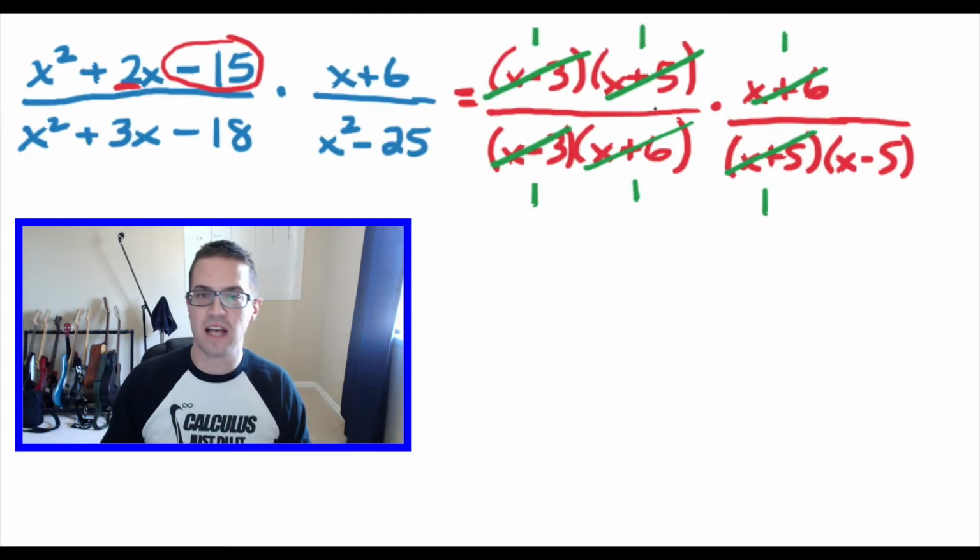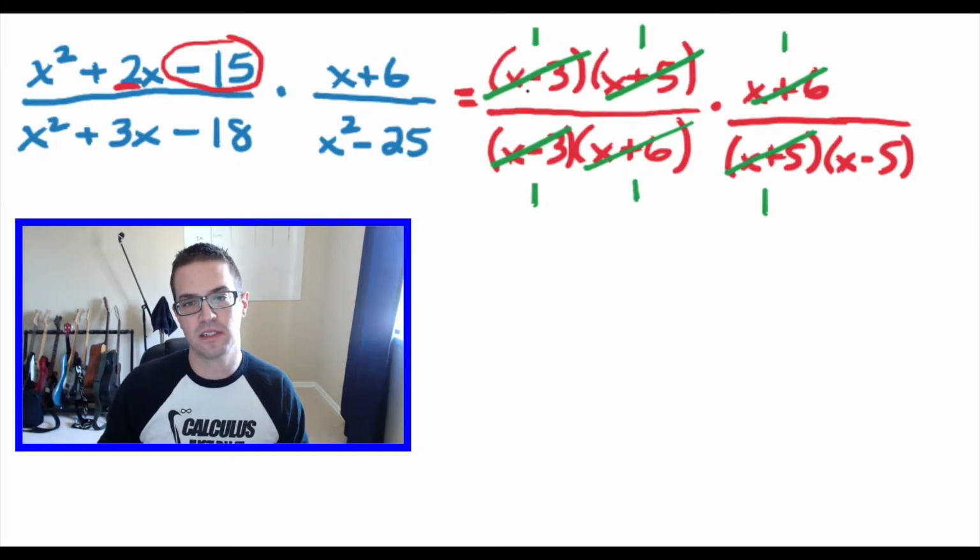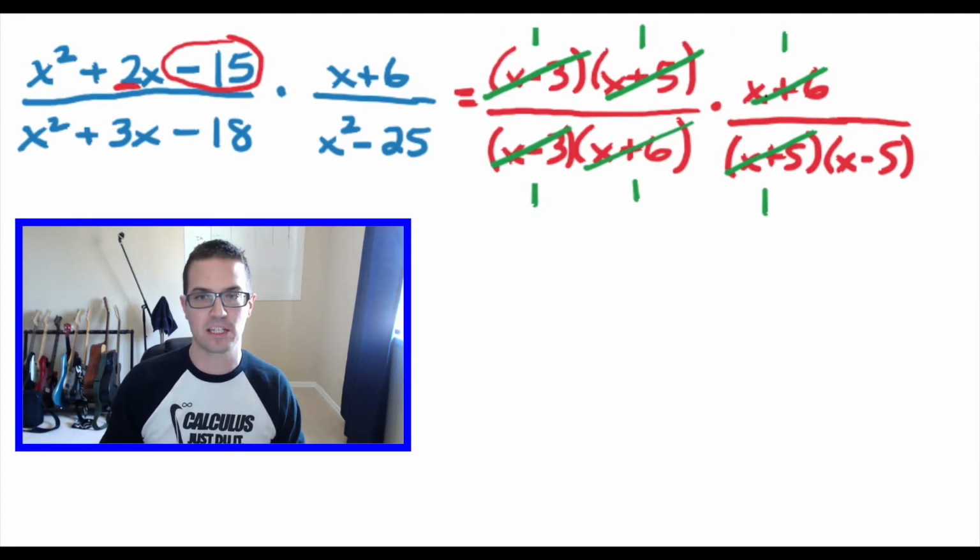Now, if you notice, I simplified these x minus 3's here, but I also simplified this x plus 6 over here and over here. If you remember, you're multiplying across. Since you multiply across, technically this is almost like one humongous fraction. So you are able to simplify this x plus 6 and this x plus 6, as well as this x plus 5 and x plus 5.